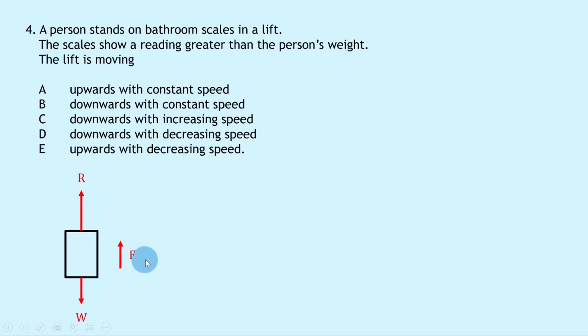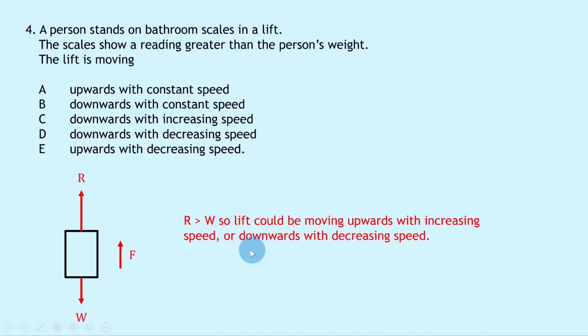So we can say that F, the unbalanced force, goes upwards because we have a bigger force upwards than downwards. And since R is greater than W, we could say one of two things. We could say the lift could be moving upwards with increasing speed or downwards with decreasing speed. And that's because if you think about it, an unbalanced force acting upwards on the lift will cause it to either move upwards and gain speed as it moves upwards, or if the lift is already moving downwards, an unbalanced force acting upwards on it would cause it to slow down as it moves downwards, so decreasing in speed.